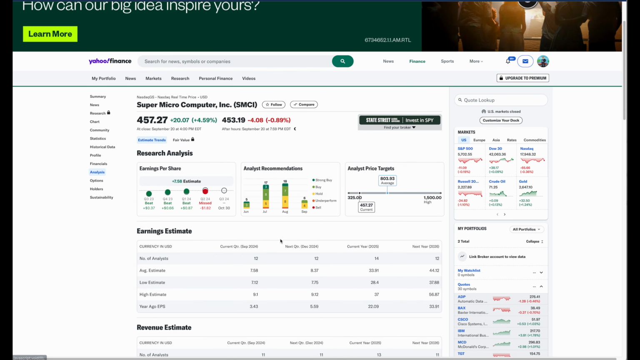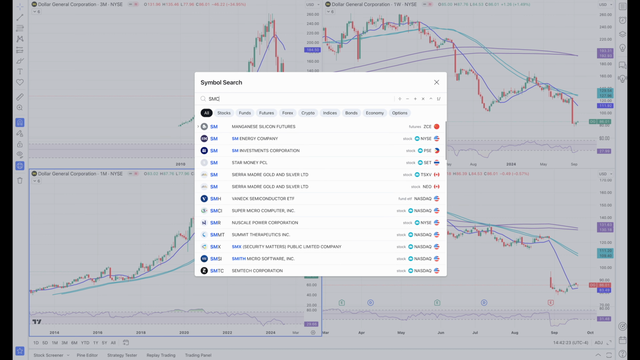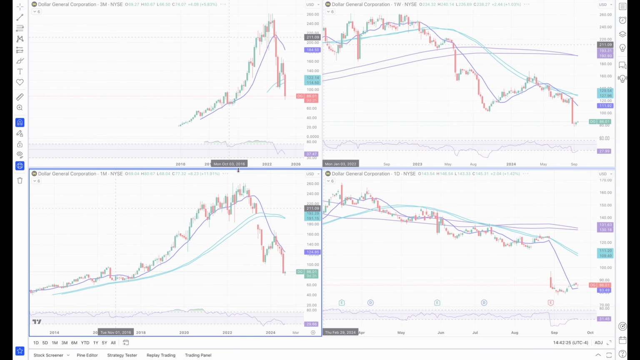And if we look here, they have a price target of $800. So basically double, more or less double of what it is now. So you can see here a lot of buy ratings for this stock. And now we go to the technical chart here of Supermicro Computers.